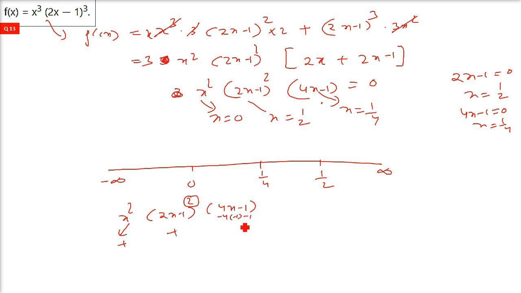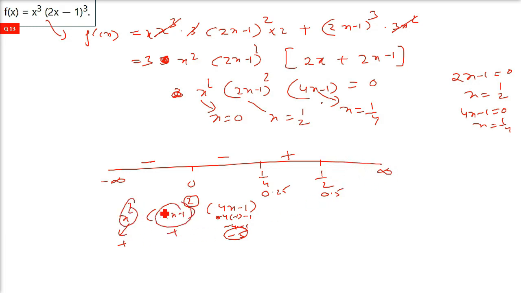Minus 4 minus 1 is minus 5. So I'm just ignoring the negative 5, I'm just taking the negative from here. This will come as negative. Now 0 to 1 by 4, that is 0 to 0.25, any value you take will give negative. Any value between 0.25 and 0.5 will give positive. Again, from half to infinity, you can put 1 or 2, whichever you want.